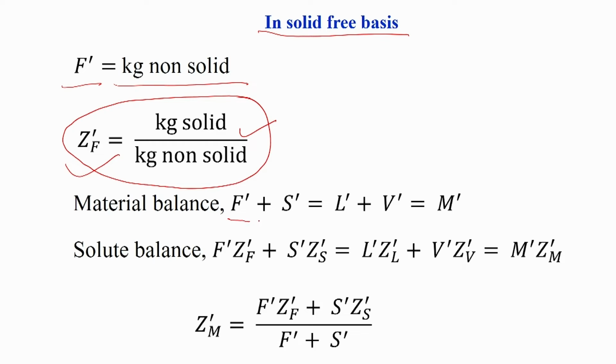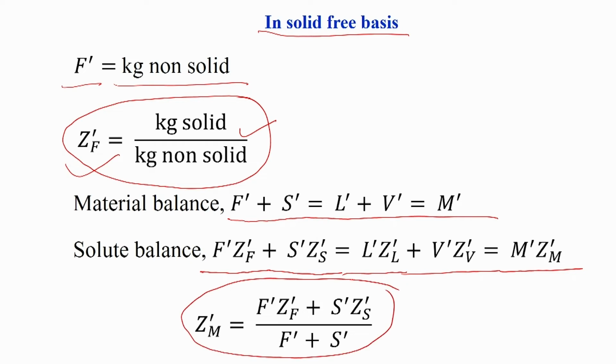So, F prime plus S prime will be L prime plus B prime, that is nothing but M prime. If we do the solute balance also, that will be F prime into Z_F prime plus S prime into Z_S prime is equal to L prime Z_L prime plus V prime Z_V prime, which is equal to M prime Z_M prime. From there we get Z_M prime, the concentration of the solute on a solvent solid free basis, which is F prime Z_F prime plus S prime Z_S prime by F prime plus S prime, or in place of F prime plus S prime it will be L prime plus B prime.